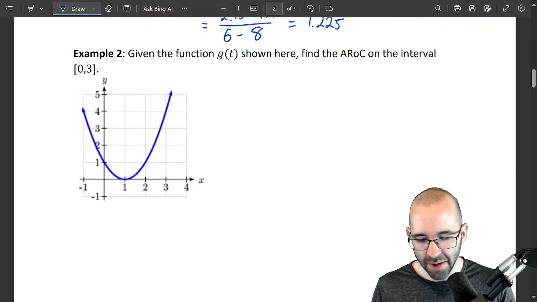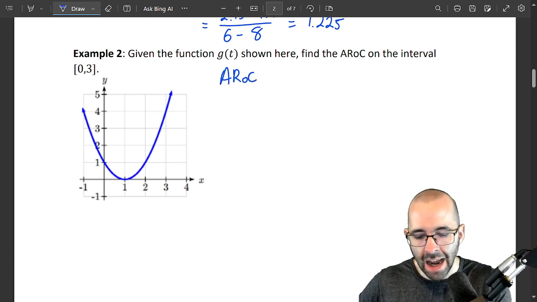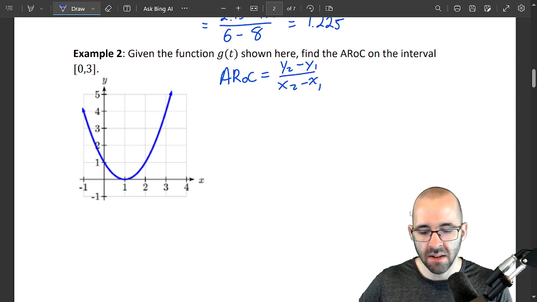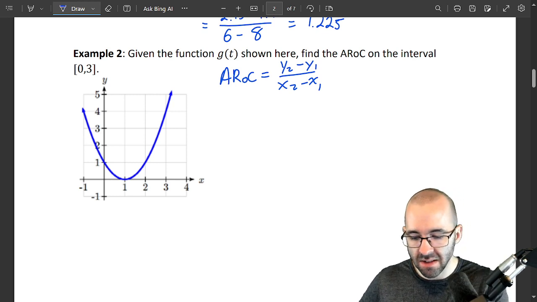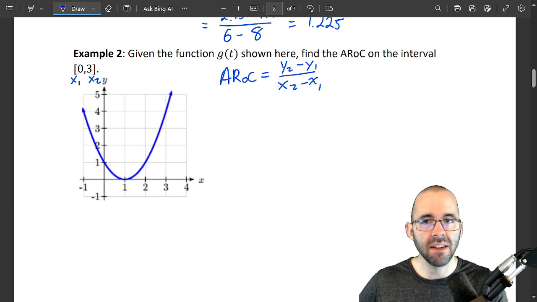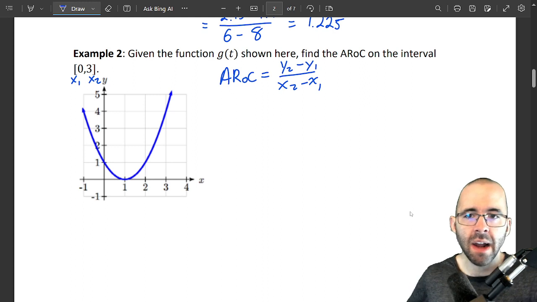Let's look at example 2 now. Given the function, find the average rate of change on the interval from 0 to 3. Okay, well, let's do the same thing. Average rate of change is going to be the second y minus the first y divided by the second x minus the first x. Now, we don't have our y's here. We have our x's. All right, this is our first x, and that's our second x. This is telling us the interval, in interval notation. Let's look at where we're at on the graph.